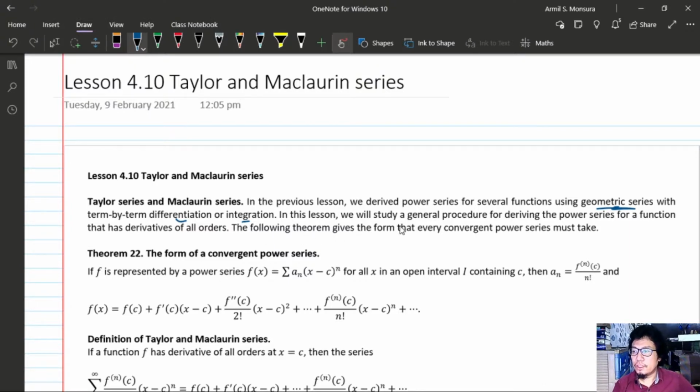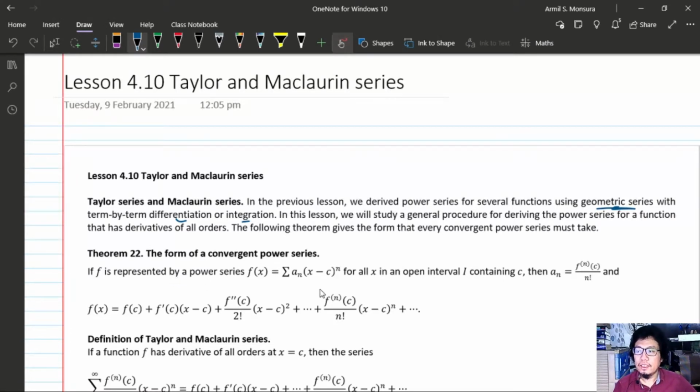Now, in this lesson, we will study the general procedure for deriving the power series for a function that has derivatives of all orders. The following theorem gives the form that every convergent power series must take. So in theorem 22, this states how we write a convergent power series.